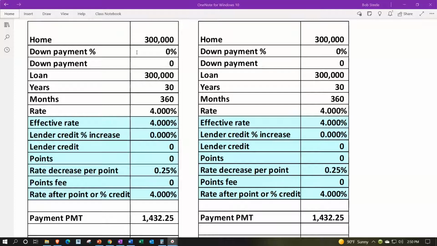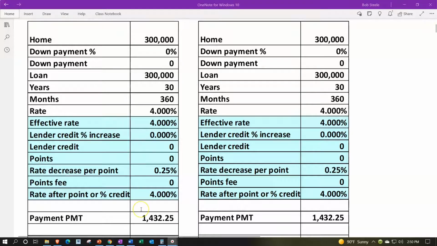So we have the home of $300,000. We're not putting anything down because we just want to concentrate on the loan at this point. So we just have a loan in essence of $300,000. We're going to say it's a 30-year term, so 30 times 12 would be 360 payments. We're going to say the rate is 4% and just keep it at that. Nothing else confusing going on at this point.